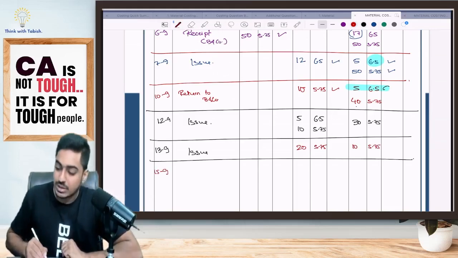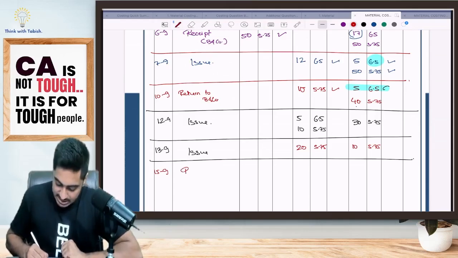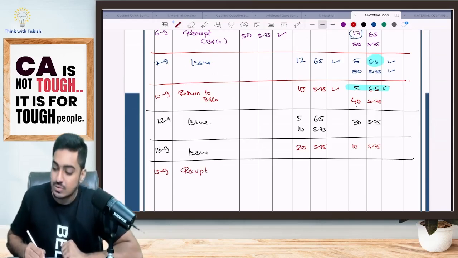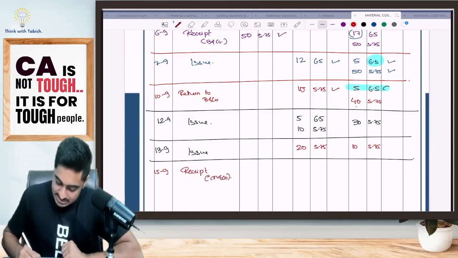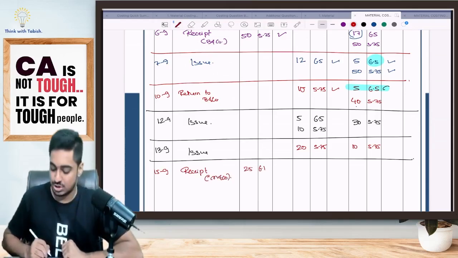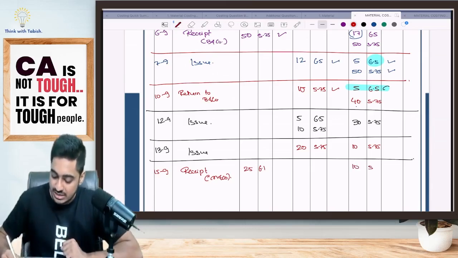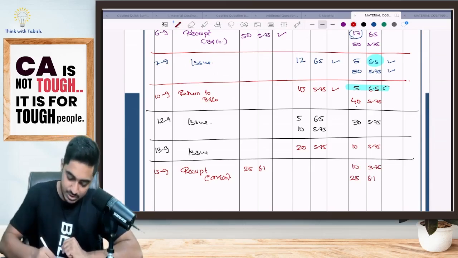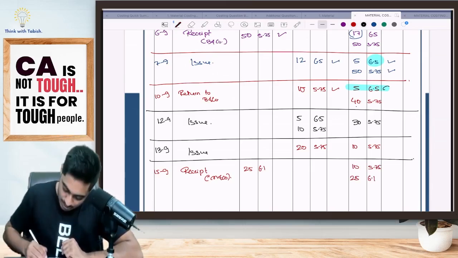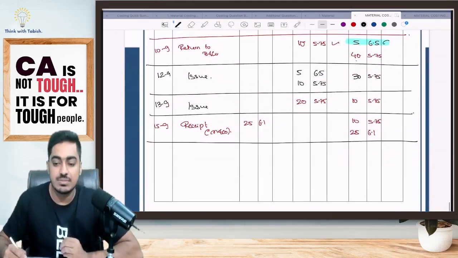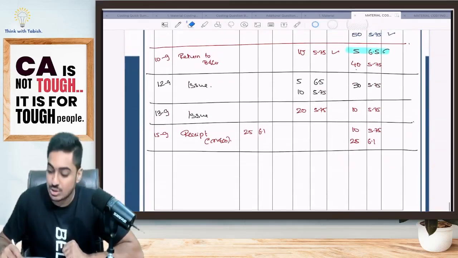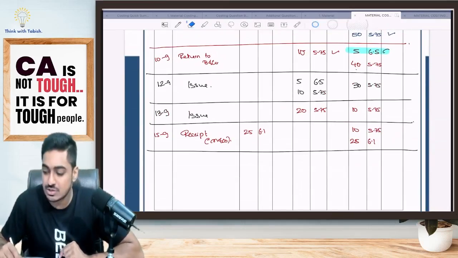15th of September. Okay, what is happening? Receipt. I have received goods. How much quantity have I received? From which company? MN company. I received 25 units at the rate of 6.1. So 10 units are already there at the rate of 5.75. Fresh 25 units I received at the rate of 6.1. Is this clear, everyone? Okay, sir. But no maja only. Wait, dear, maja will come. Give us some time. Okay, till here also it's over.